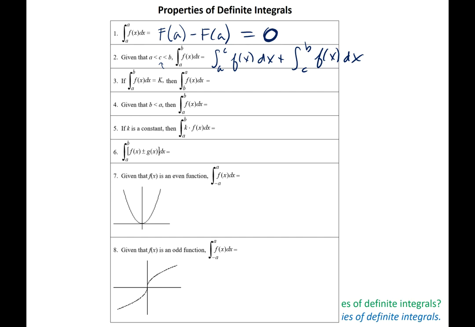Let's do 4 before we do 3. I think it'll make more sense. This is saying that b is the smaller number, so b is smaller than a. Well, if I have my small number on the top, I can't integrate that way. I always have to integrate with my big one on the top. So the way that we take care of that is we put a negative out in front and we switch their locations.